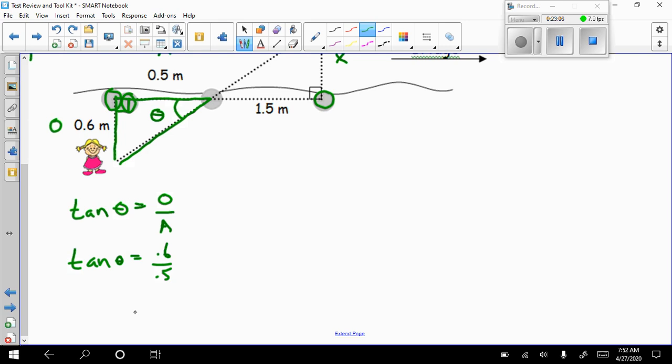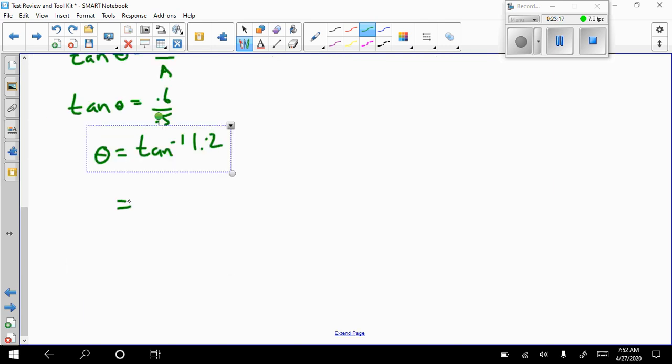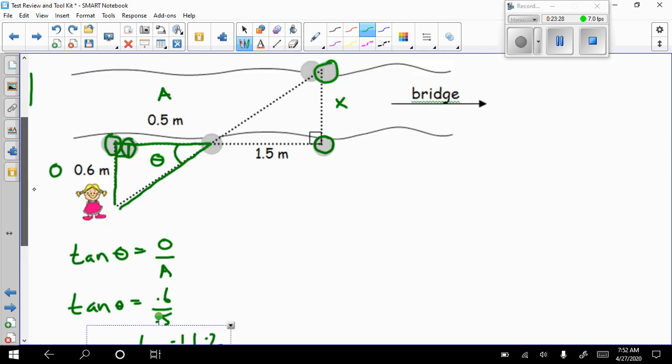0.6 divided by 0.5 is equal to 1.2. So theta is the inverse tan of 1.2. And so I'll type that in. Second function tan of 1.2. Oh, it's roughly 50 degrees. Okay, but look at this.